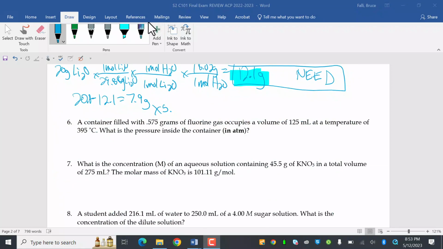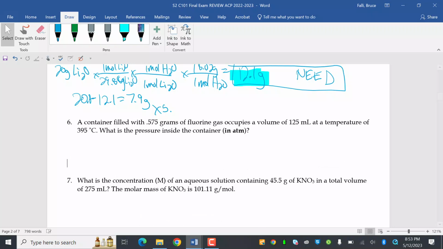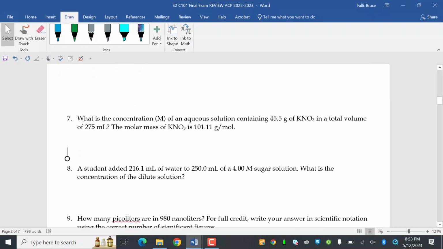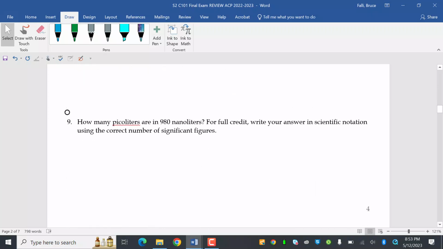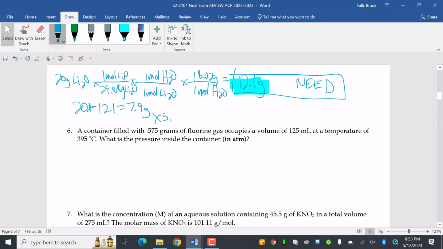All right, hopping back. Before I do that, I'm going to give myself some room on this page. And if I were you, I would just do this on a separate sheet of paper, but I'm not you. I'm just going to do it this way. Container filled with 0.575 grams of fluorine gas occupies a volume of 125, temperature of 395 Celsius. I hate you, Celsius. I will never let a Celsius thing live long. I'm instantly converting it to Kelvin. 395 plus 273 is 668 kelvins. What is the pressure inside the container?